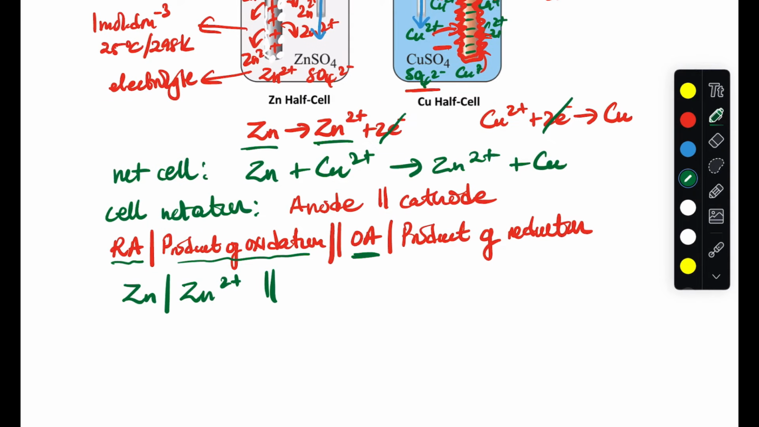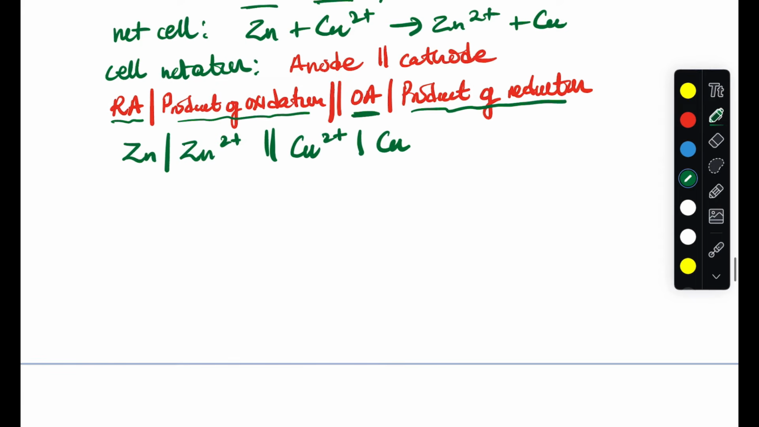What is the oxidizing agent? The oxidizing agent, we get it in the reduction, which is this. So it's going to be Cu2+, and then the product of reduction. The product of reduction is that one, with the state being Cu. So that's the cell notation, guys. That's how you write the cell notation.